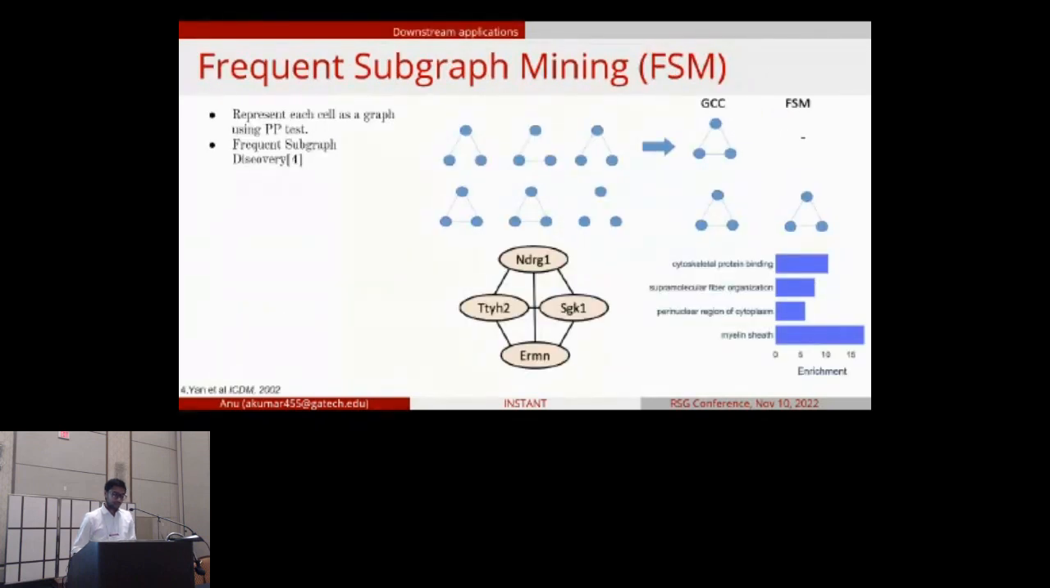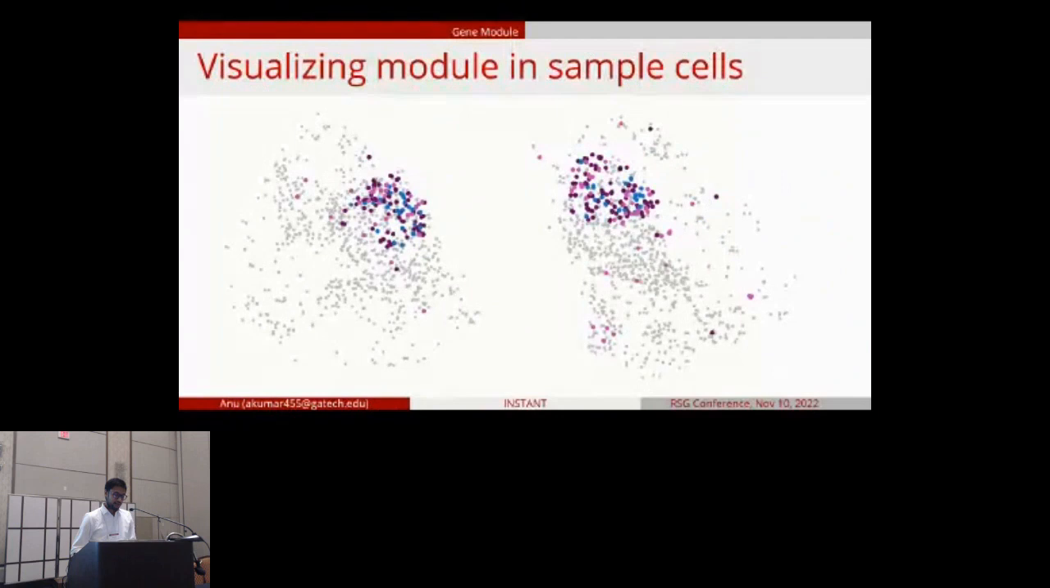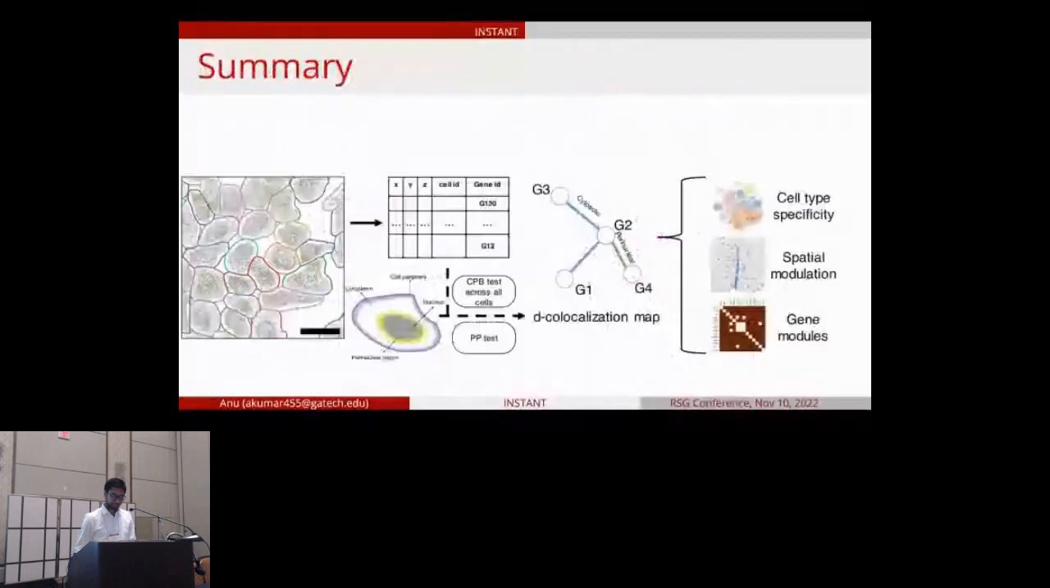We also have another method which enforces that co-localization of the whole module occurs in the same cell. For example, we found this module consisting of 4 genes in which all 4 genes co-localize in the same cell. GO analysis showed terms like myelin sheath and cytoskeletal protein binding. And here is a sample of 2 cells where these 4 genes are co-localized. You can see this co-localization is happening near the cell periphery. This dataset didn't have cell periphery or nucleus boundary.